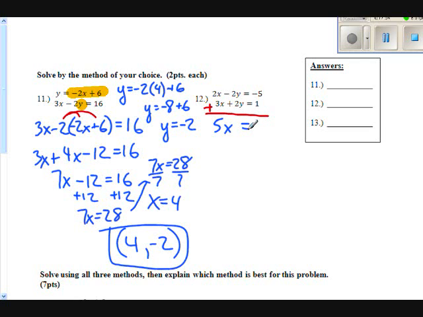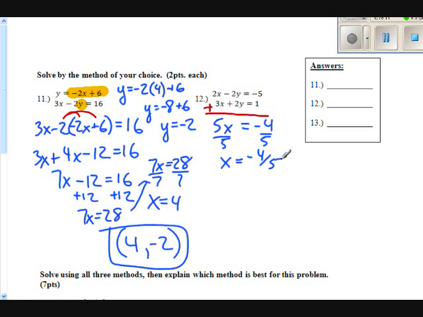Negative 5 plus 1 is a negative 4. And I'm just going to solve this for x. I divide each side by 5, so x equals negative 4/5. Don't freak out because it's a fraction. It's okay that it's a fraction. We're allowed to have fractions. It's cool. They're numbers too.